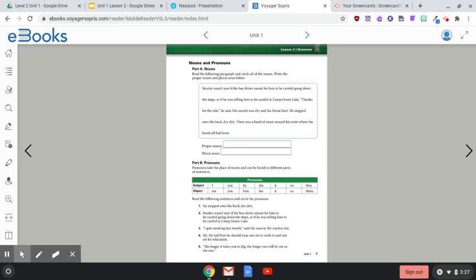Listen as I read the first sentence and look for all of the nouns. Stanley wasn't sure if the bus driver meant for him to be careful going down the steps or if he was telling him to be careful at Camp Green Lake. Let's find the obvious nouns. I know Stanley is the main character's name, so I will circle it.